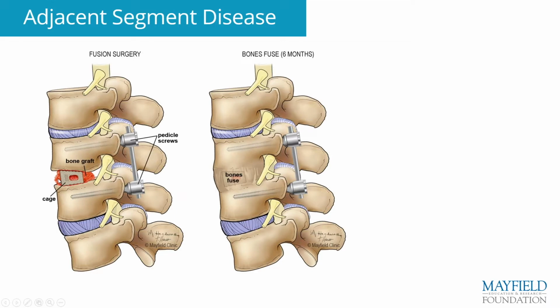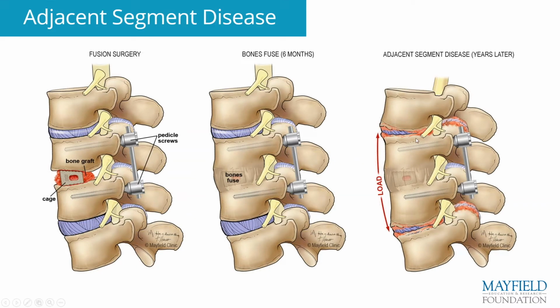Well, it turns out that this level, whatever level it may be, was probably contributing a lot to the mobility of the spine, which is why it degenerated over time. Now you fuse it together, and that level no longer moves. So this level up here and down here, they have to pick up the slack and move more to maintain the normal mobility of your spine. This leads to accelerated degeneration.